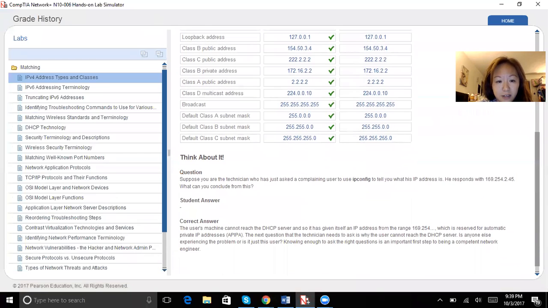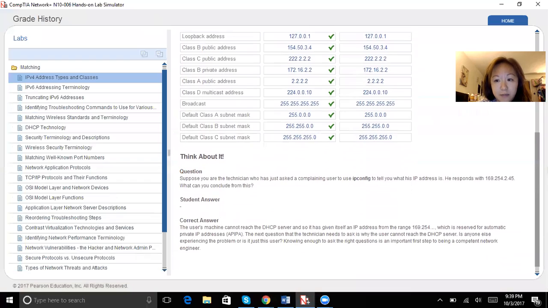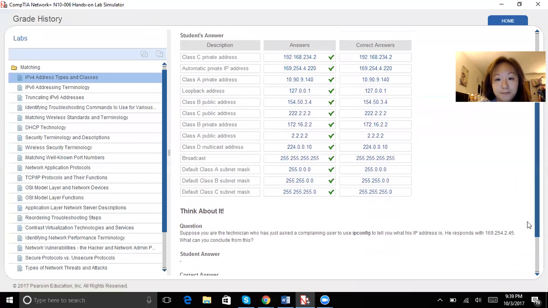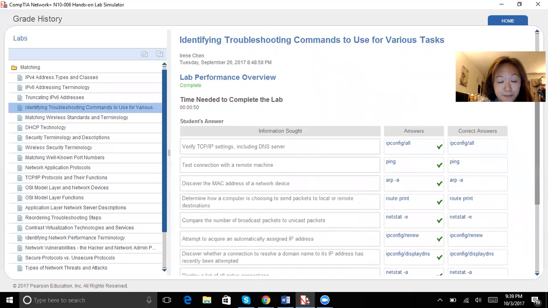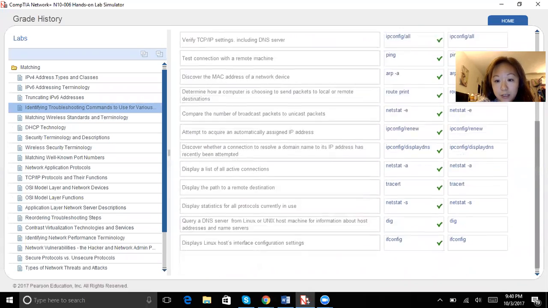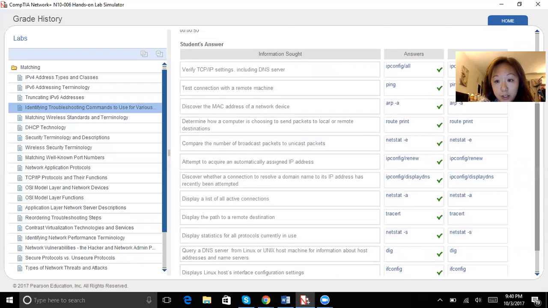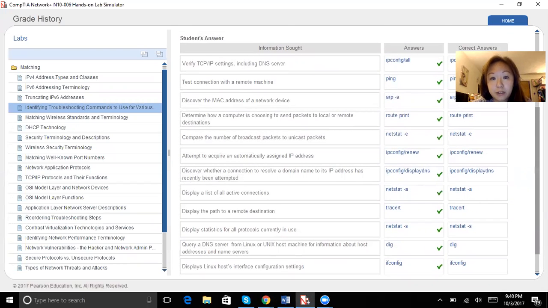However, the think about it's were really hard. It was helpful when we did have that session with you to go over these. Identifying troubleshooting. This was actually pretty easy after I started doing some of the simulation. I kind of jumped around the different labs.